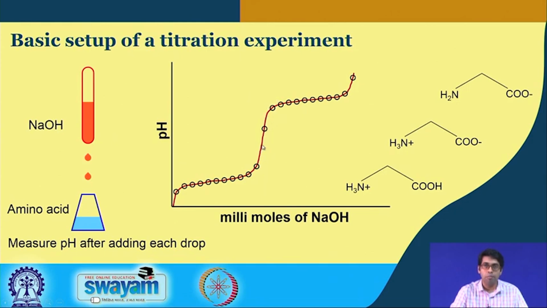So, at that pH the species will be mostly in this form, where we have a single positive charge and a single negative charge. So, positive charge, negative charge gives you a neutral species. So, that will be the pI for glycine.